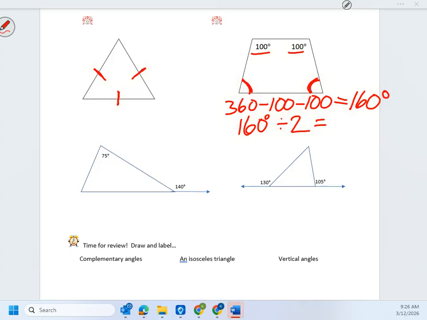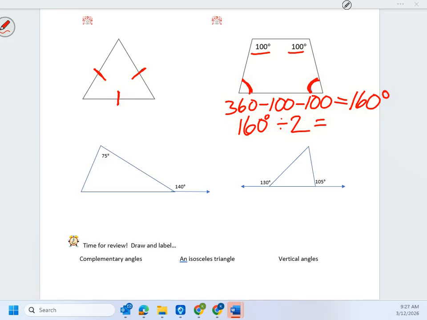Do you guys see how we figured that out? Taking what we know from the past and using it to solve it. So both of those angles have to be the same measurement. Let's look at our next triangle.